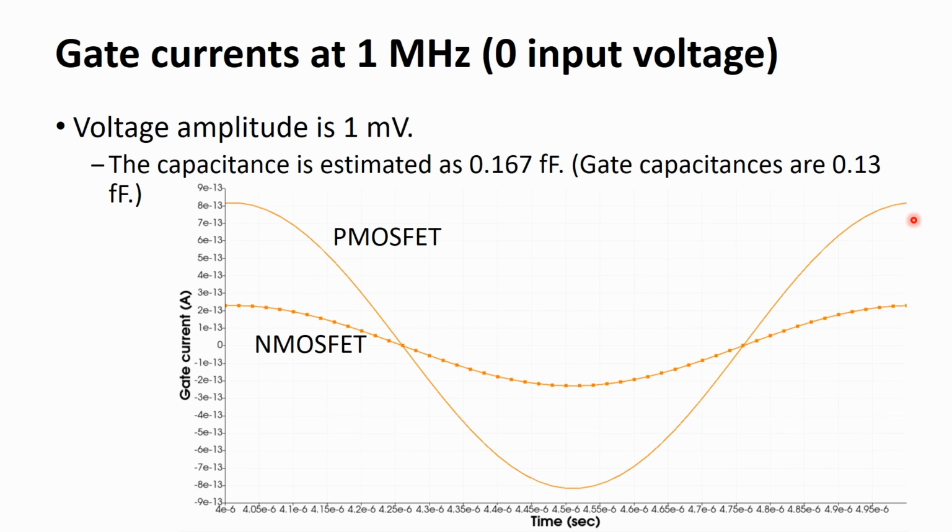From these two curves, we can estimate that the Y parameter is about 1 nanosiemens. The capacitance is estimated as 0.167 femtofarad. It is noted that the gate capacitance of each transistor is 0.13 femtofarad.